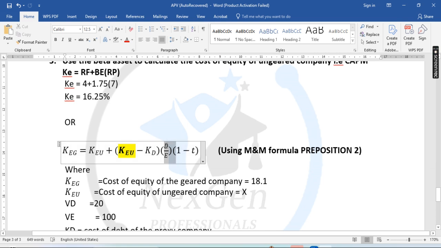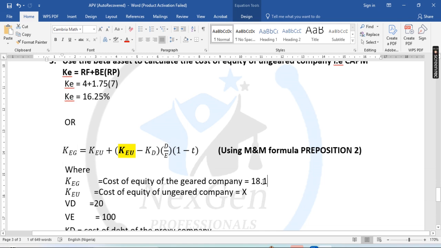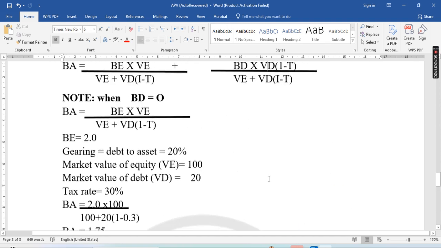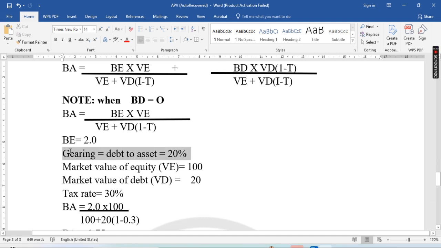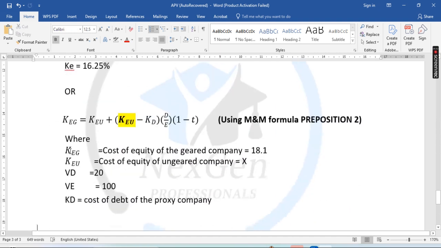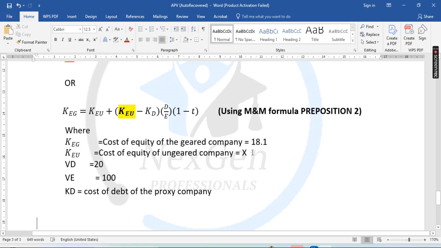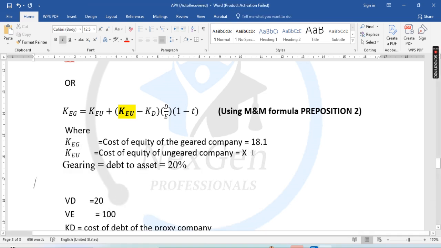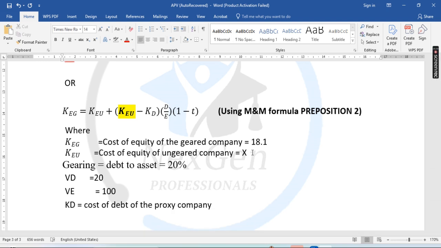Can you see the formula? This is KEG. We've already been given that the cost of equity is equal to this. The value of debt to equity ratio, let me quickly copy this, is the debt to equity ratio of this. That is the level of gearing, right? It is a debt to equity ratio of 20%. Debt is 20, equity is 100.